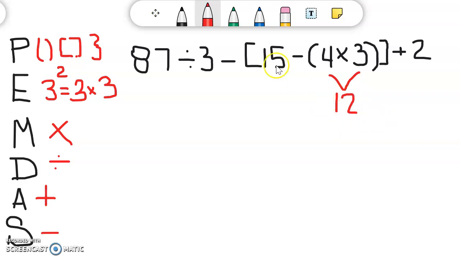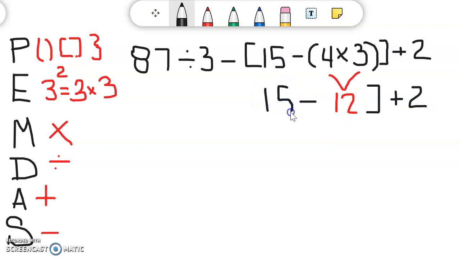So now I'm going to bring down the rest of the problem. The parentheses are gone, but the bracket is still there. The plus sign is still there, and the 2 is still there. Then going to the left, the subtraction symbol is still there. The number 15 is still there. The left bracket is still there. The subtraction sign is there. The 3, the division sign, and the 87.